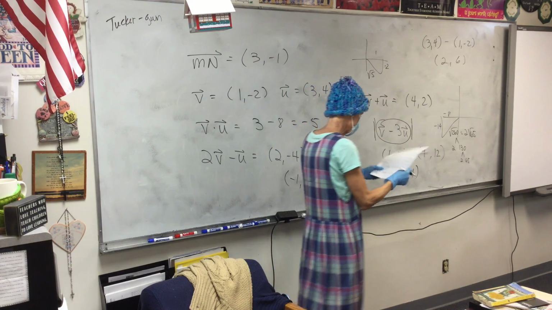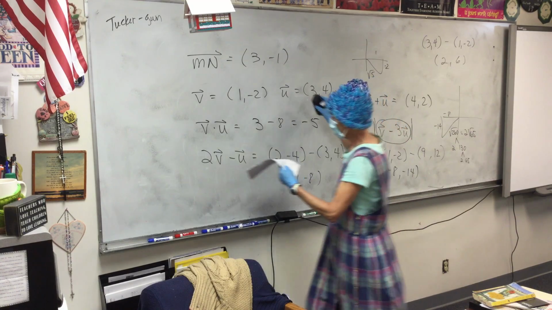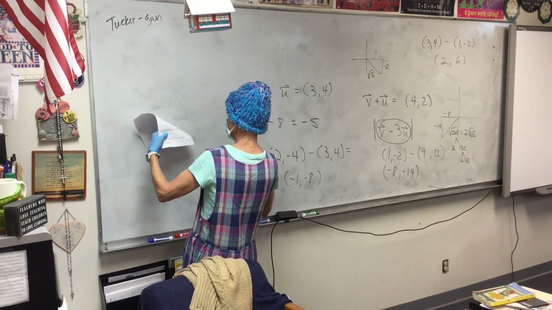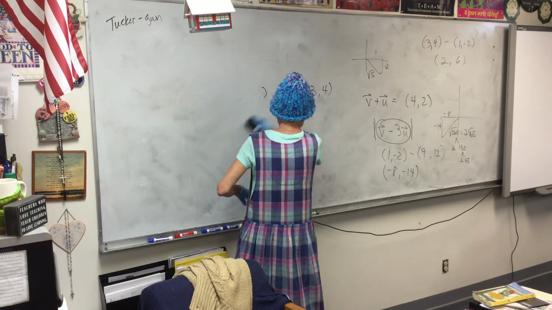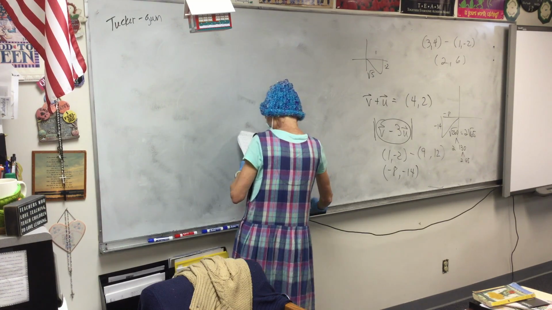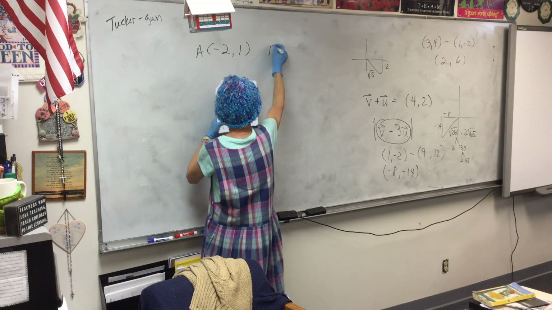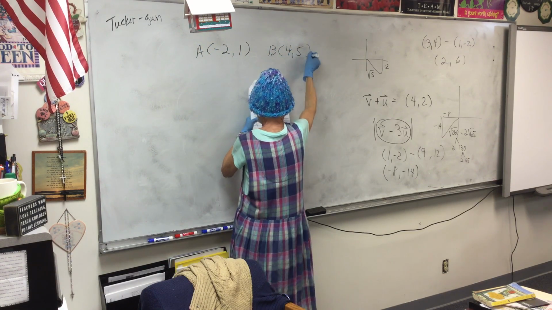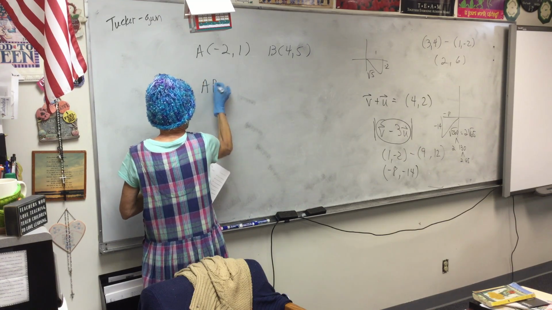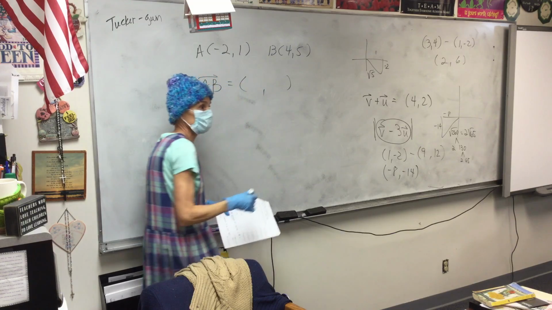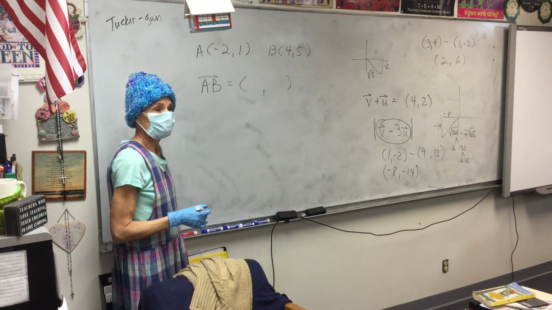All right, let's look at number 3 then. Find the components and magnitude of AB. All right, let's start with the components. What do we mean by components? What are we looking for when it says find the components? We're looking for the ordered pair, the coordinates, X and Y.